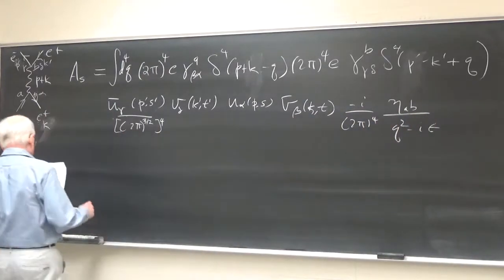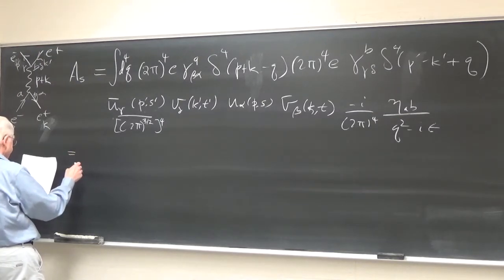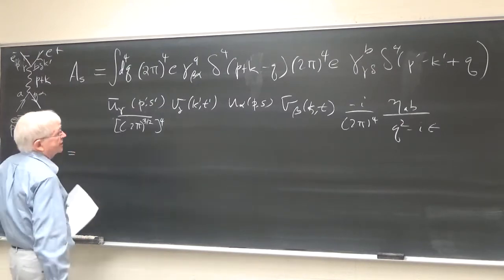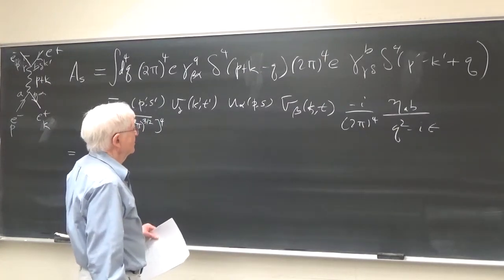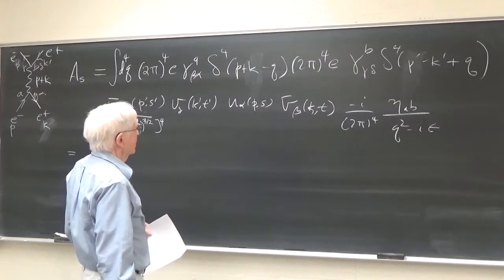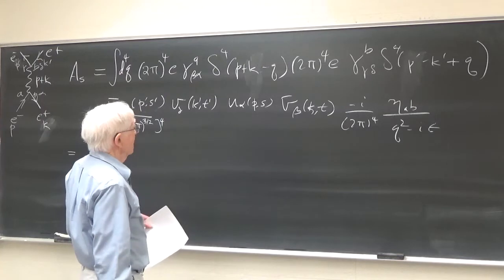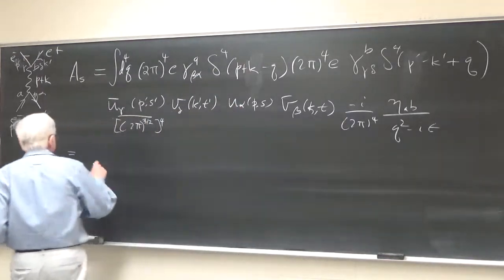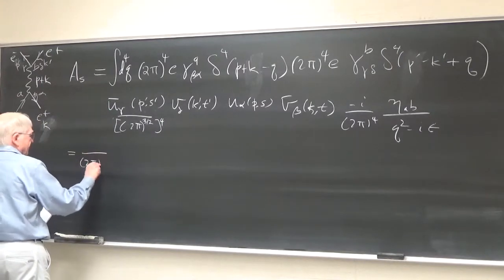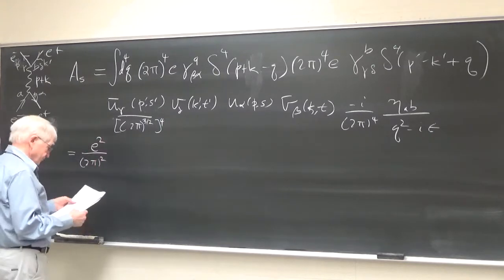And if we boil that down just a little bit, well, we might as well deal with the 2 pi's maybe right away. You've got 2 pi to the 8th up top, 2 pi to the 10th in the denominator. So always we're going to have 2 pi squared for this process. We're always going to have an E squared.